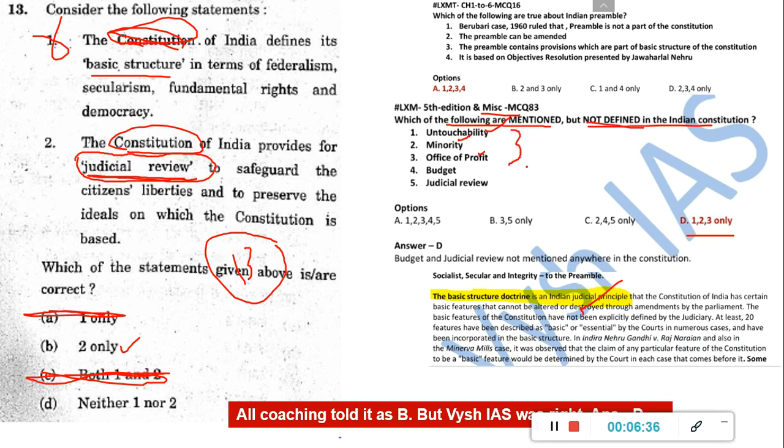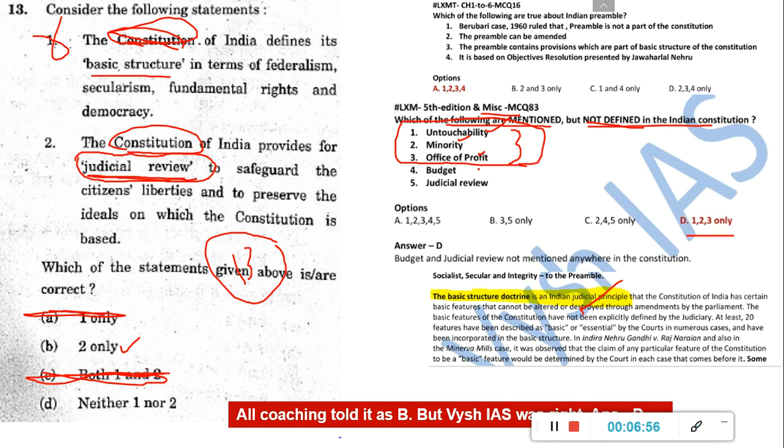I am telling you, in future questions will come from the same Vaishya's question. Okay, so these are mentioned but not defined in the constitution. They have a separate act for that. There is the Untouchability Act, there is the Minority Act, then Office of Profit is there, and the other kinds of things like defection, there it is mentioned. Okay, or there it is defined.